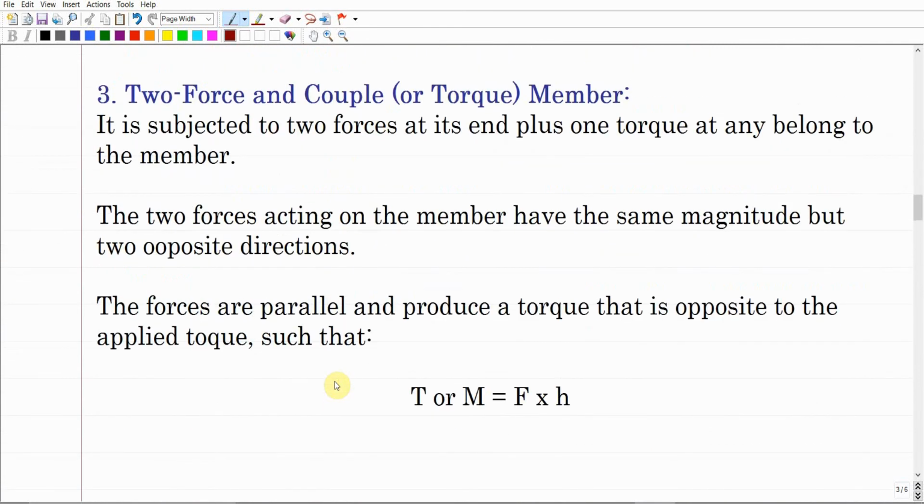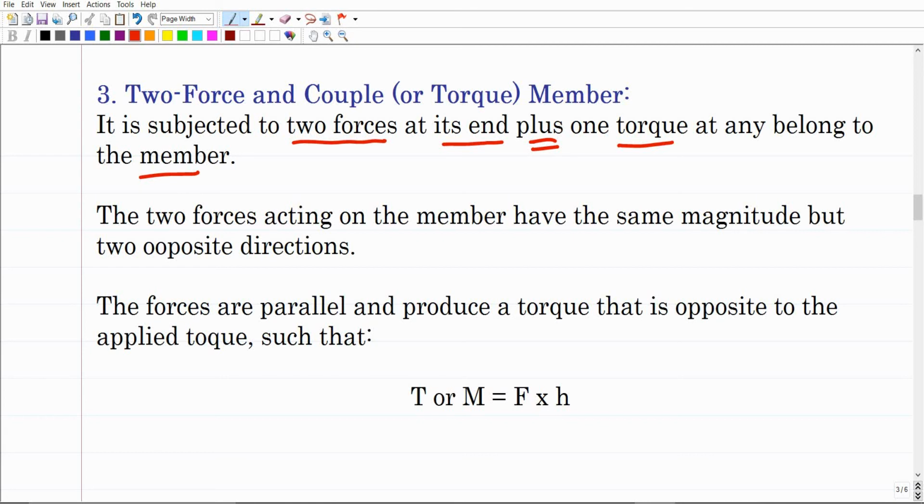Make sense so far? Now let us move to the two force uncoupled membrane. Assume that we have a membrane and there are two forces acting at its ends, one force at one end, one force at the other end, but in addition to these two forces, there is one torque already acting at a point belonging to the membrane, acting between the other two forces.